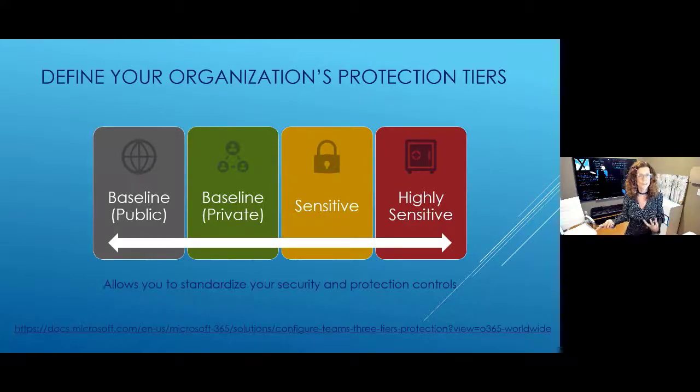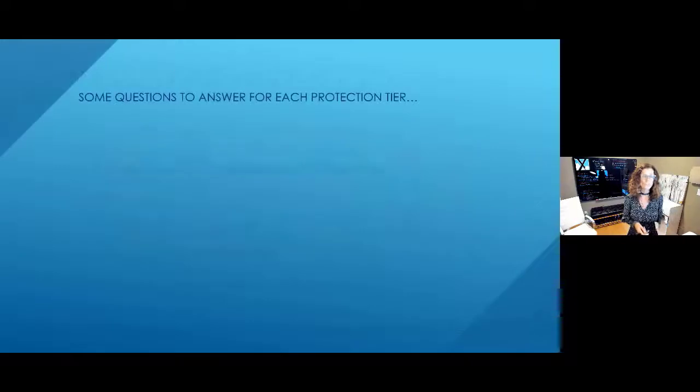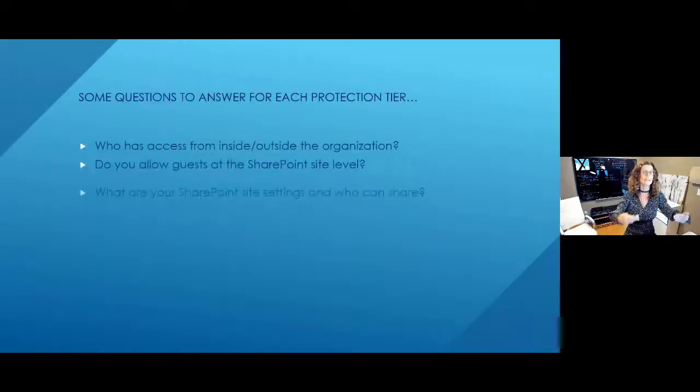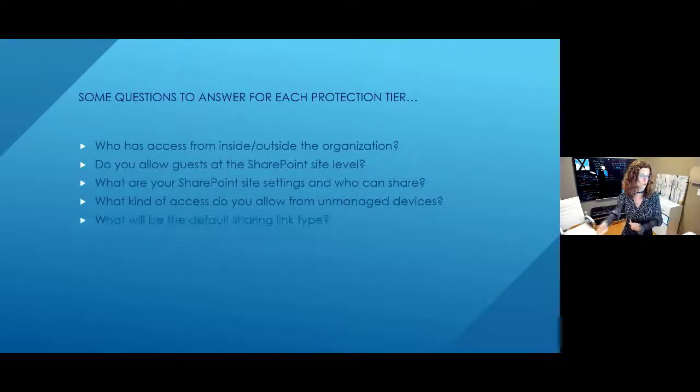And the reason they want you to do that is although you don't have to use their suggestions, you need to make it your own, but it does allow you to standardize your controls across those 3 tiers, which is super helpful because when you get in the back end of security and compliance, there are so many options. And in order to, I guess, simplify it and standardize it, a great approach is to define protection tiers in your own organization. Some questions you can ask yourself when you're deciding what kind of controls you want to put in each one of your tiers.